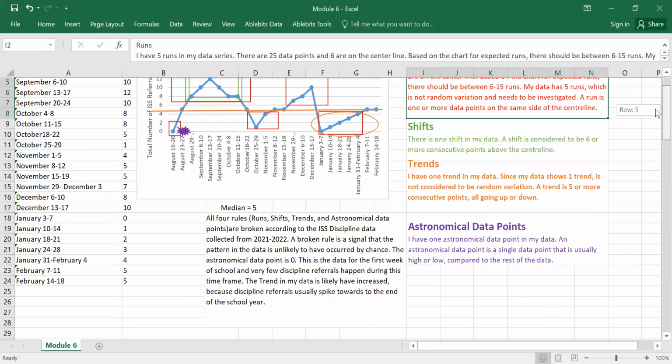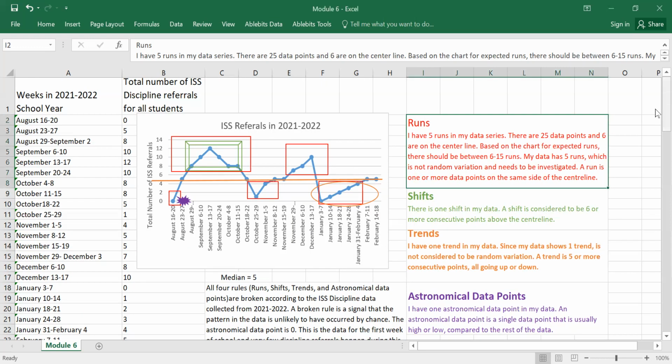Okay, so this is going to be, find my notes real quick. These are the 4 rules on how to interpret a run chart. So when I looked at this, I noticed that I have 5 runs in my data series. And my 5 runs, they're in red. So we've got 1, 2, 3, 4, 5. Okay. So there are 25 data points and 6 are on the center line. And based on the chart for expected runs, there should be between 6 and 15 runs.